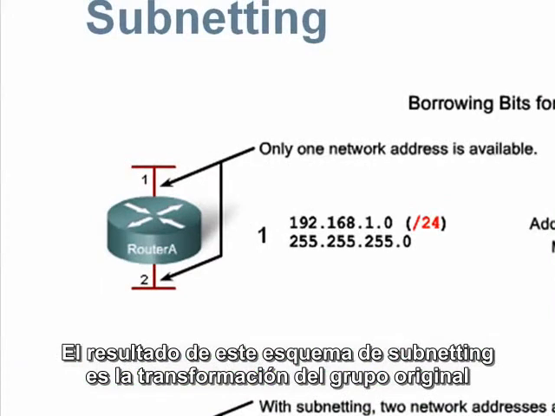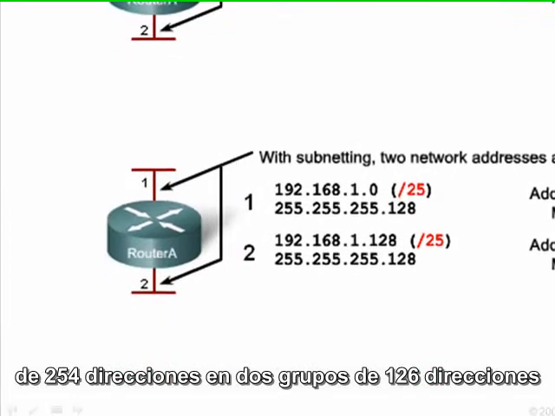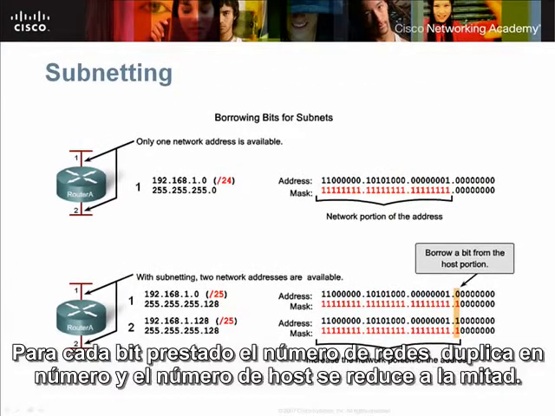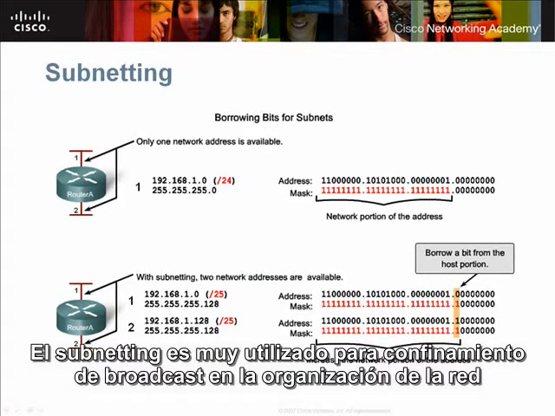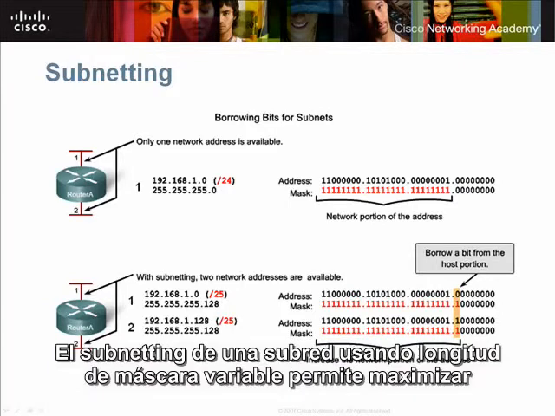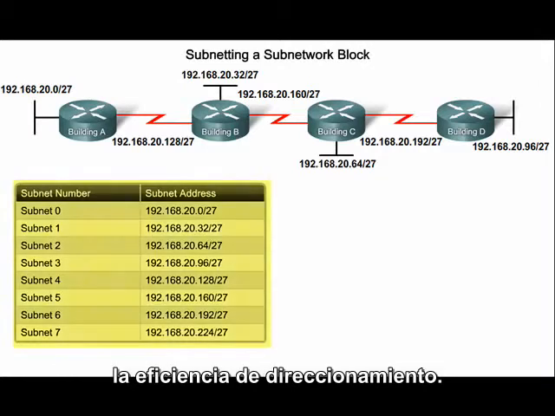The result of this subnetting scheme is the transformation of the original single group of 254 addresses into 2 groups of 126 addresses. For each bit borrowed, the number of subnetworks doubles and the number of hosts in each subnet is cut in half. Subnetting is useful for broadcast containment, network organization, and creating security boundaries. Subnetting a subnet, or using variable length subnet masks, enables networkers to maximize addressing efficiency.